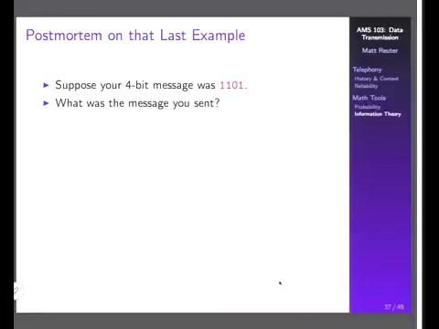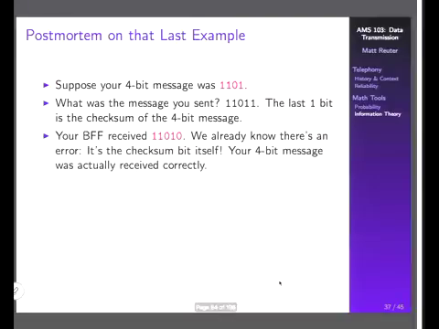Right, so we're going to have our 4 digits, the 1101, and we're going to add to the back of that the checksum, which happens to be 1 in this case. So the message that we sent was 11011. Okay, so your BFF receives 11010.